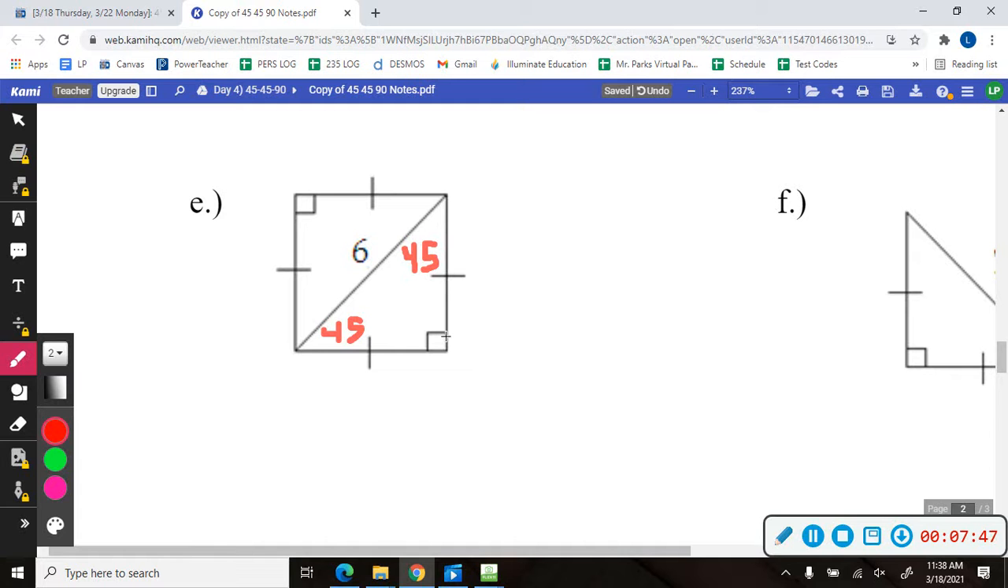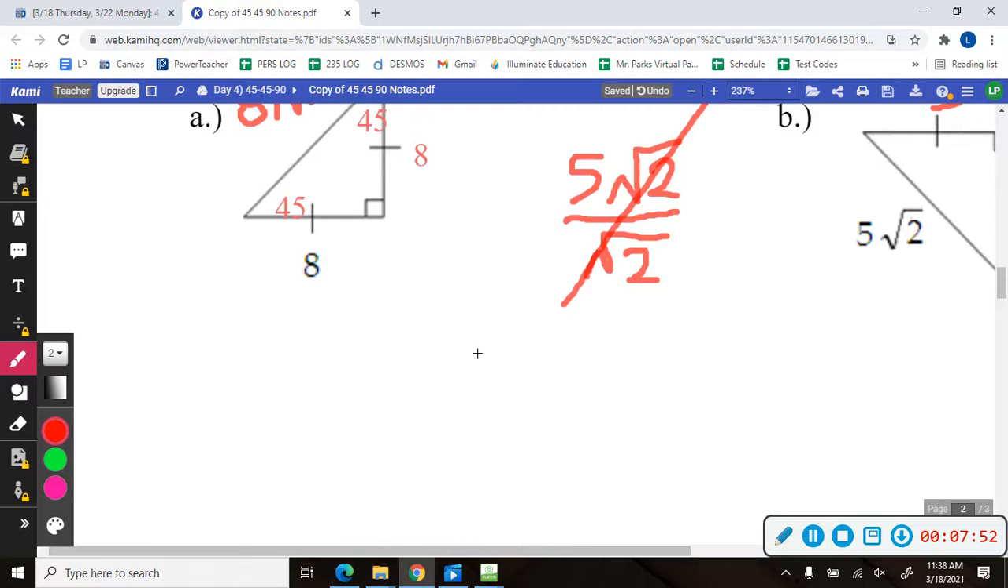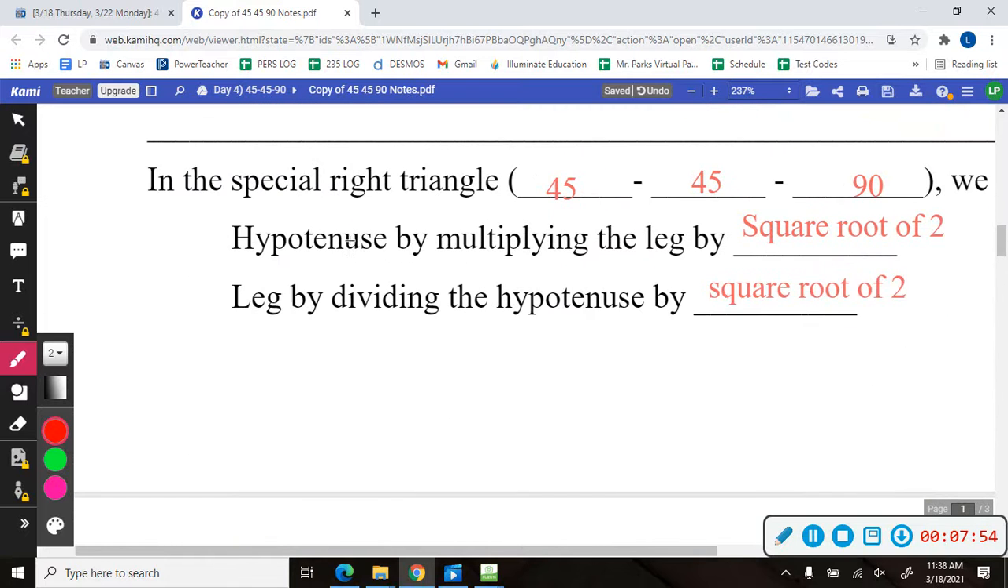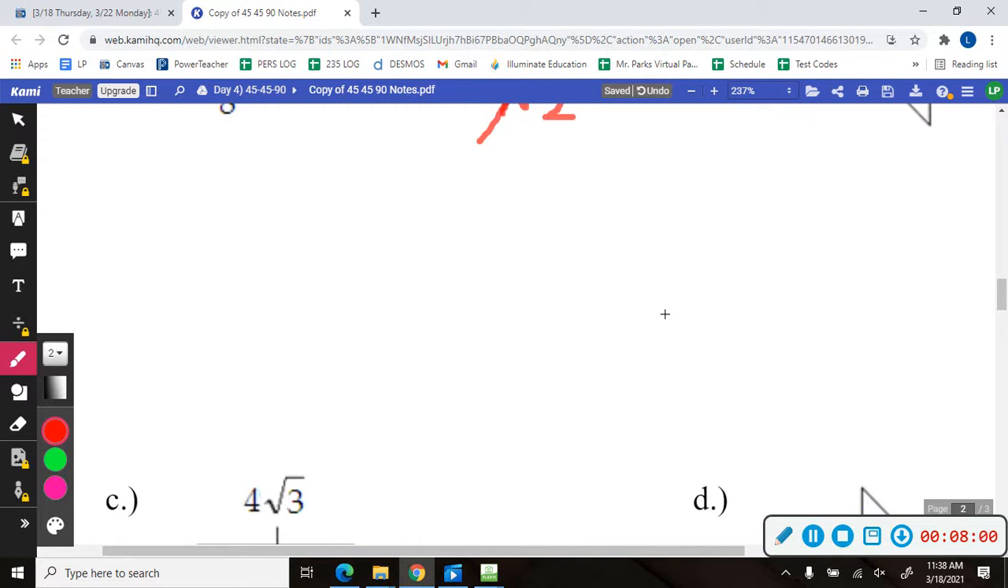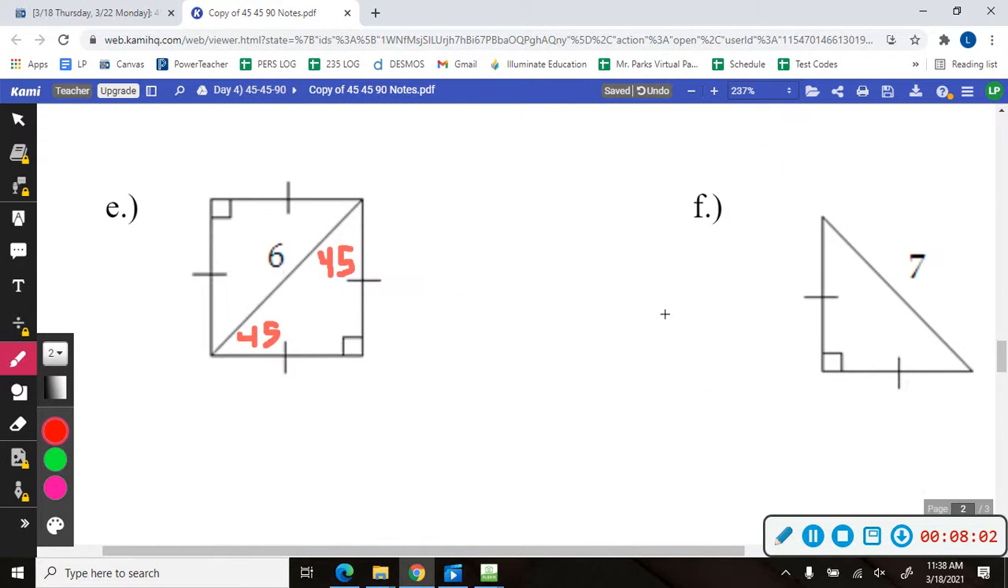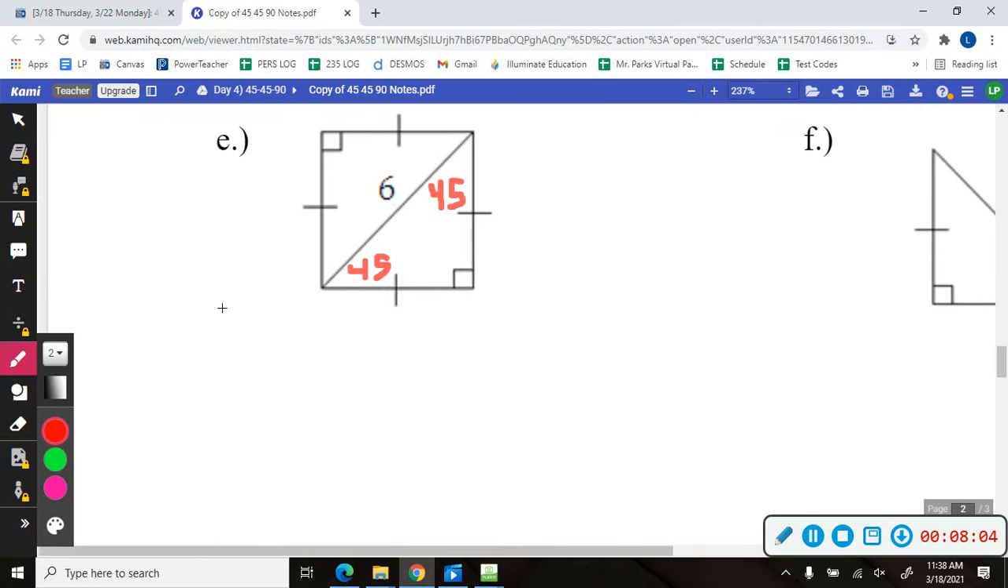And so, how do I go from hypotenuse to the leg? Let's go look. You find the leg by dividing the hypotenuse by square root of 2. Okay? So I need to take 6 divided by the square root of 2.